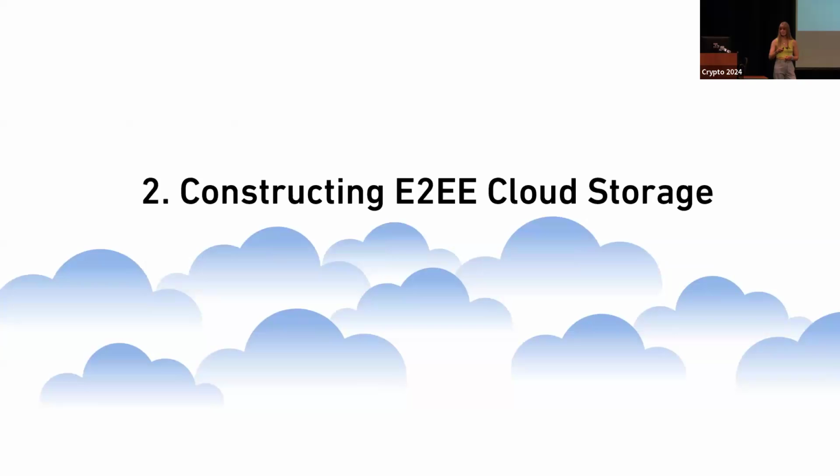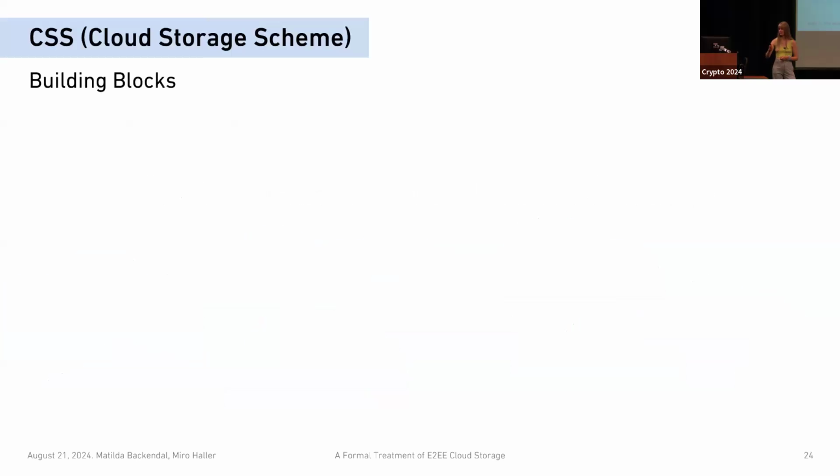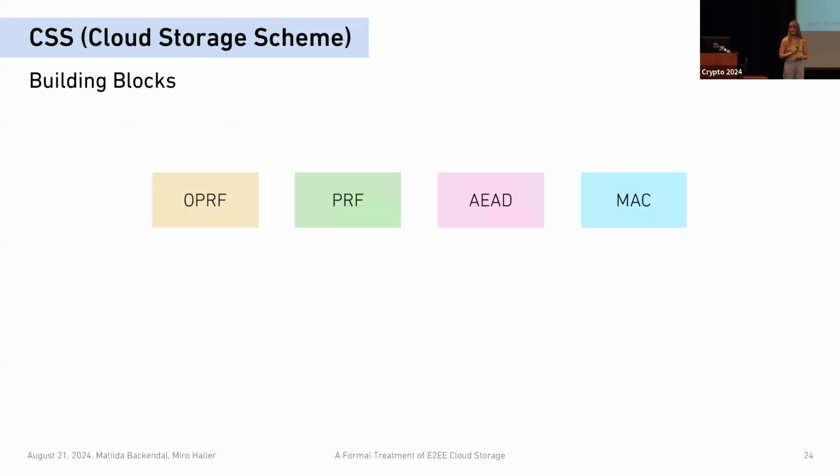CSS is built from four building blocks: an OPRF, a PRF, an AAD scheme, and a MAC. Except for the OPRF, these are all black box. So the reason that the OPRF is not black box is that we are in the slightly unusual threat model, at least from the OPRF point of view, of a malicious server. So for this reason, the OPRF is instantiated as 2HashDH, such that we can model the hash functions as random oracles in the security proof. From all of the other building blocks, we only make standard assumptions.